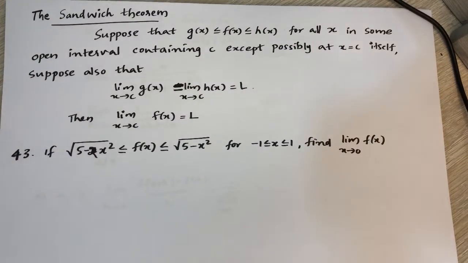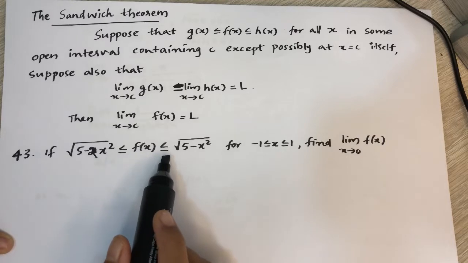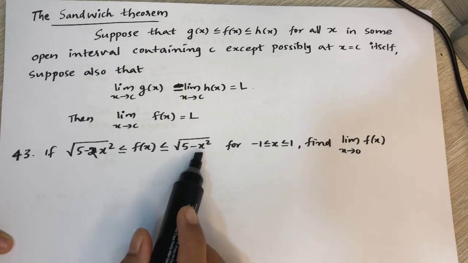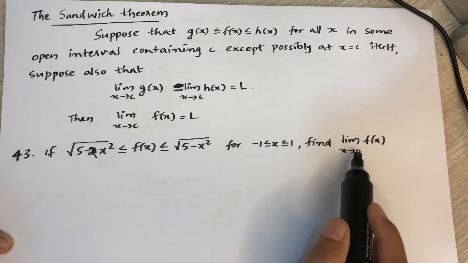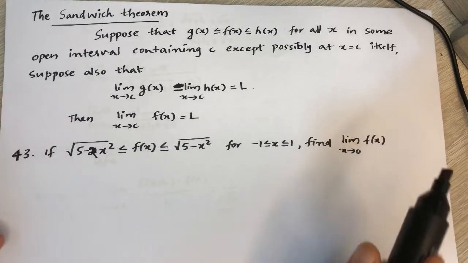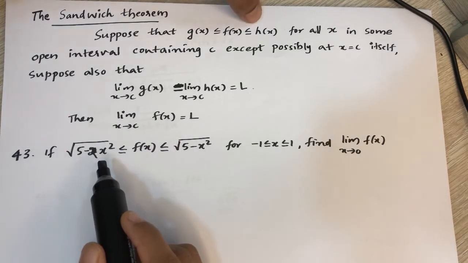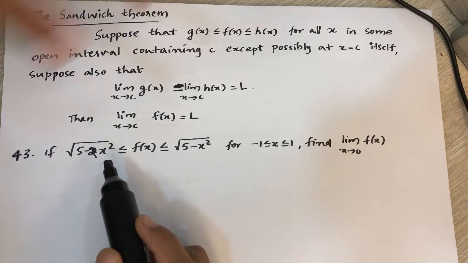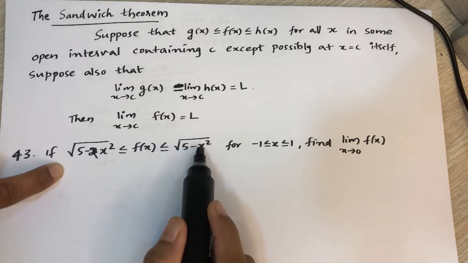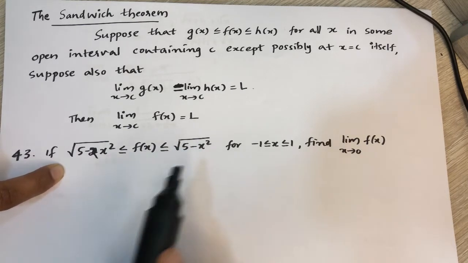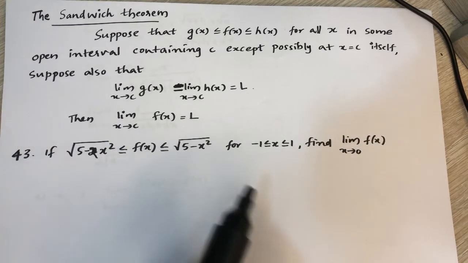Next question is, if root 5 minus 2x square less than or equal to f of x less than or equal to root 5 minus x square, for minus 1 less than or equal to x less than or equal to 1, find limit x into 0 f of x. We have three functions satisfying the conditions in sandwich theorem. We have to check whether the limit of root 5 minus 2x square and limit of root 5 minus x square is equal. Then the limit x tend to 0 f of x will be equal to that value.